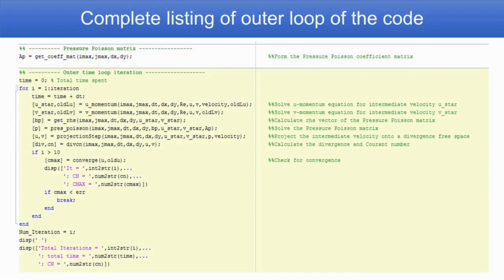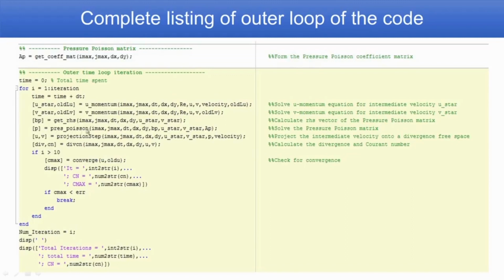We have seen them independently in detail in previous modules. What you are seeing here is a complete listing of the outer loop. So, BP equal to getRHS(imax, jmax, dt, dx, dy, u star and v star). This line calculates the RHS vector of the pressure Poisson matrix.